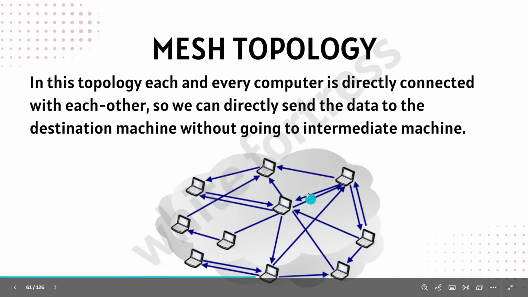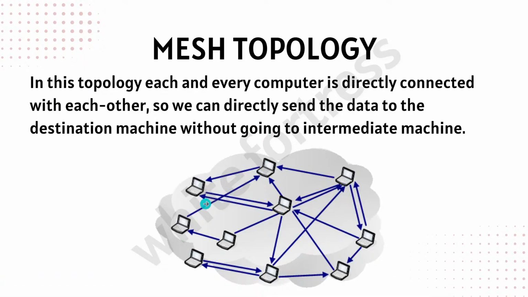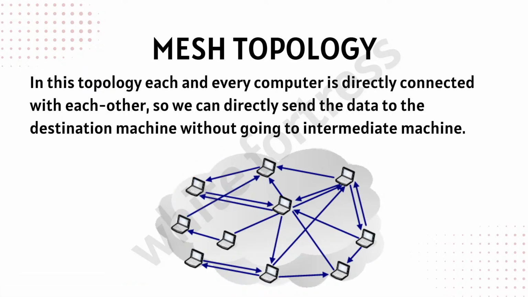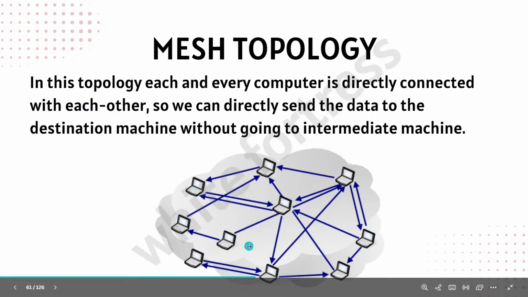So for example, this is a particular system and there are multiple systems present in the network. It will be directly connected to all other systems with the help of cables. Each and every device will be connected to every other device with cables, making it look like a mesh. It will be very messy to implement in real life, obviously. So we can directly send the data to the destination machine without going to an intermediate machine. And there is no intermediate machine like hub or switch being used.